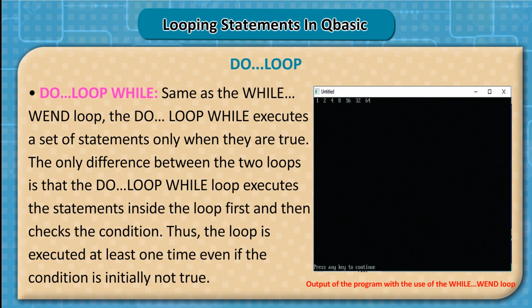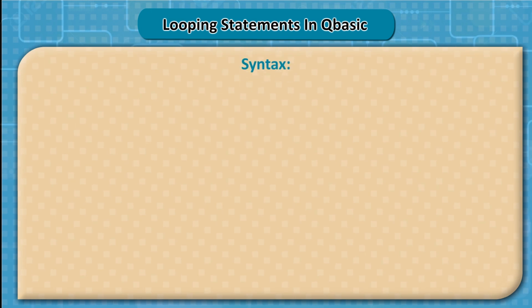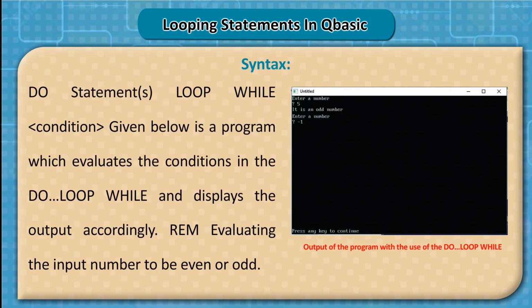The only difference between the two loops is that the do loop while executes the statements inside the loop first and then checks the condition. Thus, the loop is executed at least one time even if the condition is initially not true. Output of the program with the use of the while, when loop. Syntax. Do. Statements. Loop while condition.